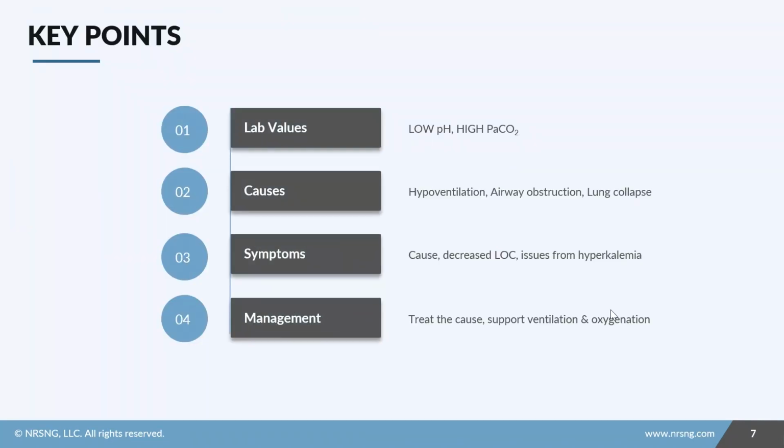So let's recap. The lab values that you're going to see in a respiratory acidosis are a low pH and a high PaCO2, plus also possibly some low oxygenation levels, the PaO2 and SpO2 or SaO2. Now, common causes are things that cause retention of CO2. So the most common is some sort of hypoventilation, airway obstruction, lung collapse. So when you assess your patient, you're going to see signs of one of these causes, and you're going to see signs of the acidosis, which might be things like decreased LOC, possibly even vomiting, and you might see some issues from the hyperkalemia like arrhythmias.